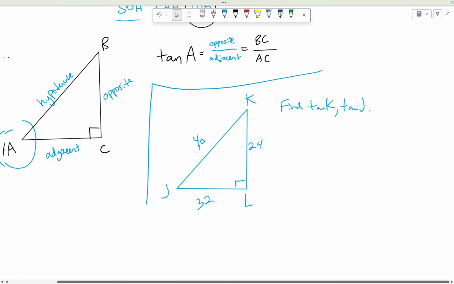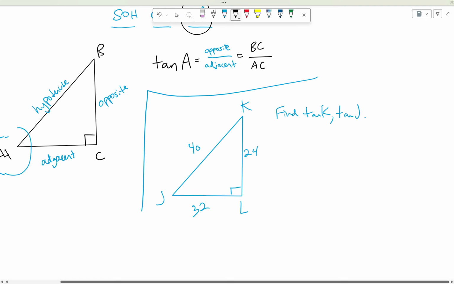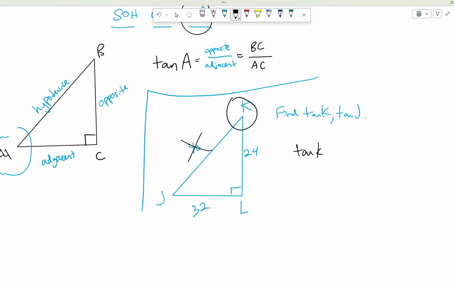Now, what that means is if I'm going to go tangent of K, okay? I'm going to go tangent of K from K. 40 is going to be irrelevant because that is my hypotenuse in this. So first, from K, I have my opposite, which is 30. And then from K, I have my adjacent, which is 24, which I can reduce both of those.